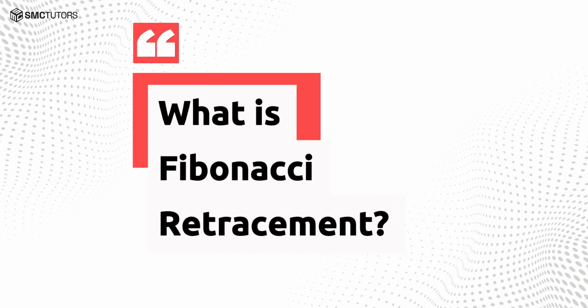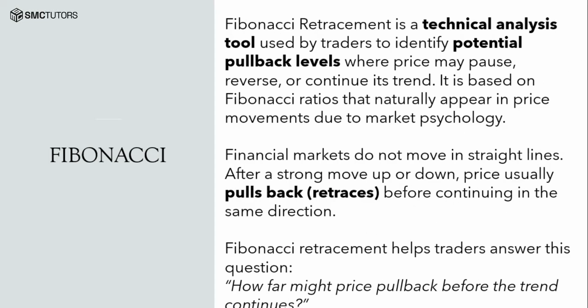What is Fibonacci retracement? Fibonacci retracement is a technical analysis tool used to identify potential pullback levels. We want to identify the levels that your pullback will get to so that you can take a trade and continue in the trending direction. Fibonacci is used on a trending market. You don't use Fibonacci on a ranging market. So the Fibonacci tool helps us identify potential pullback levels, areas where price may pause, react, or continue its trend.